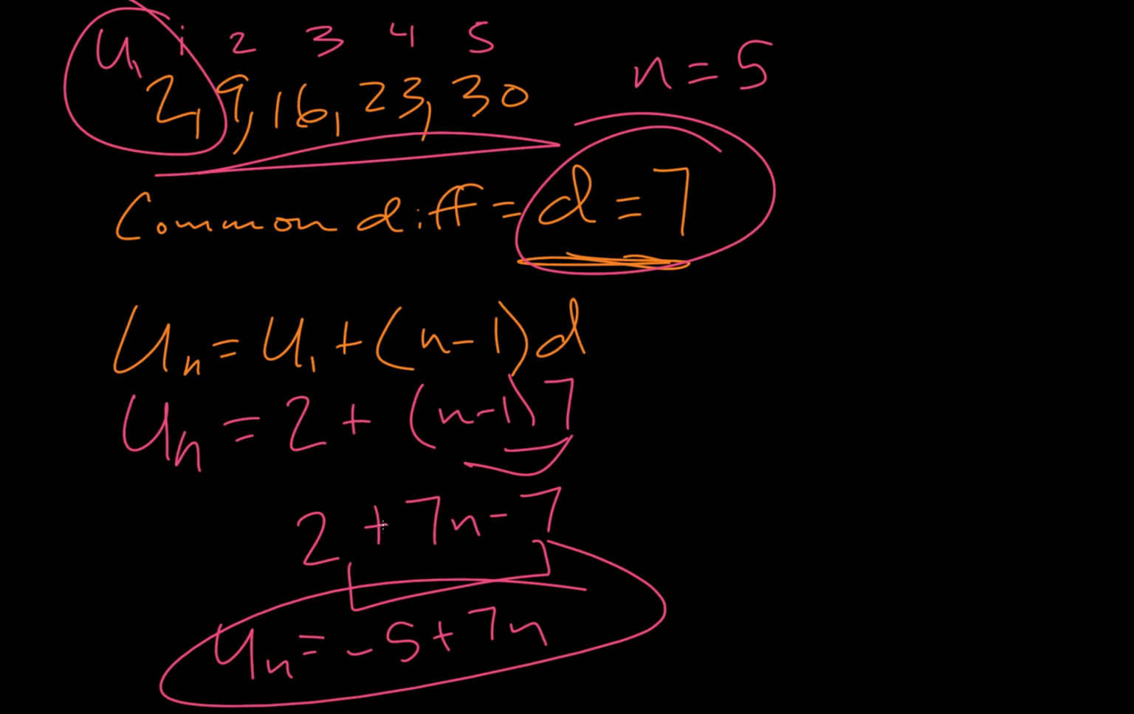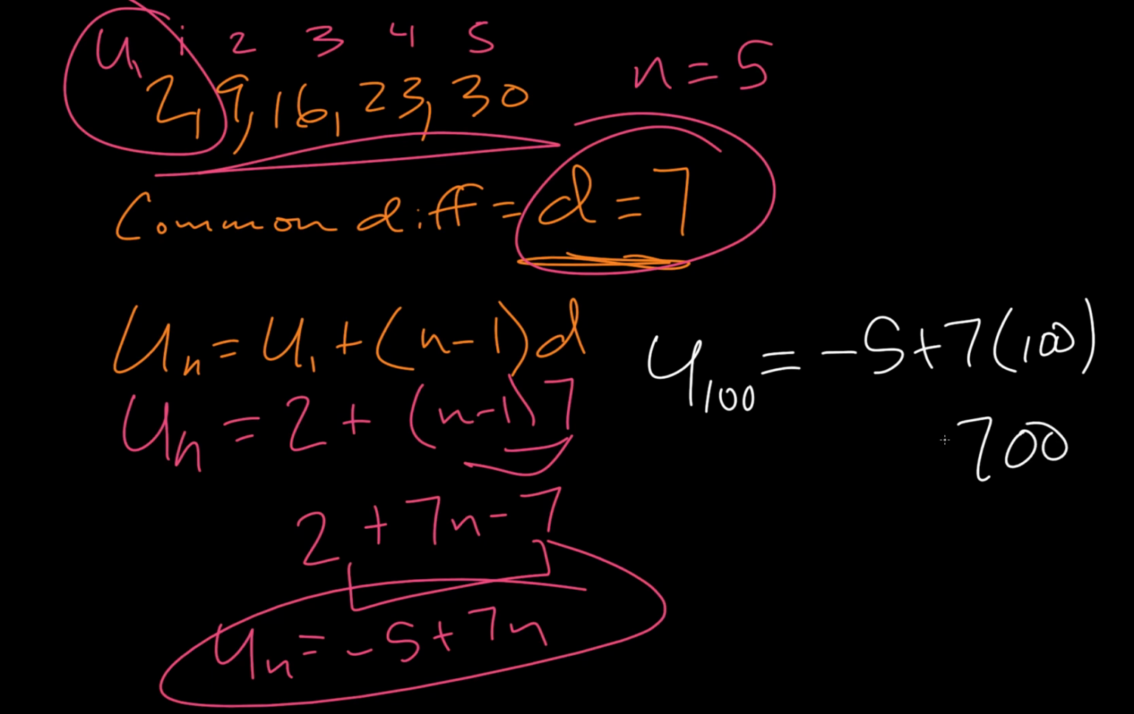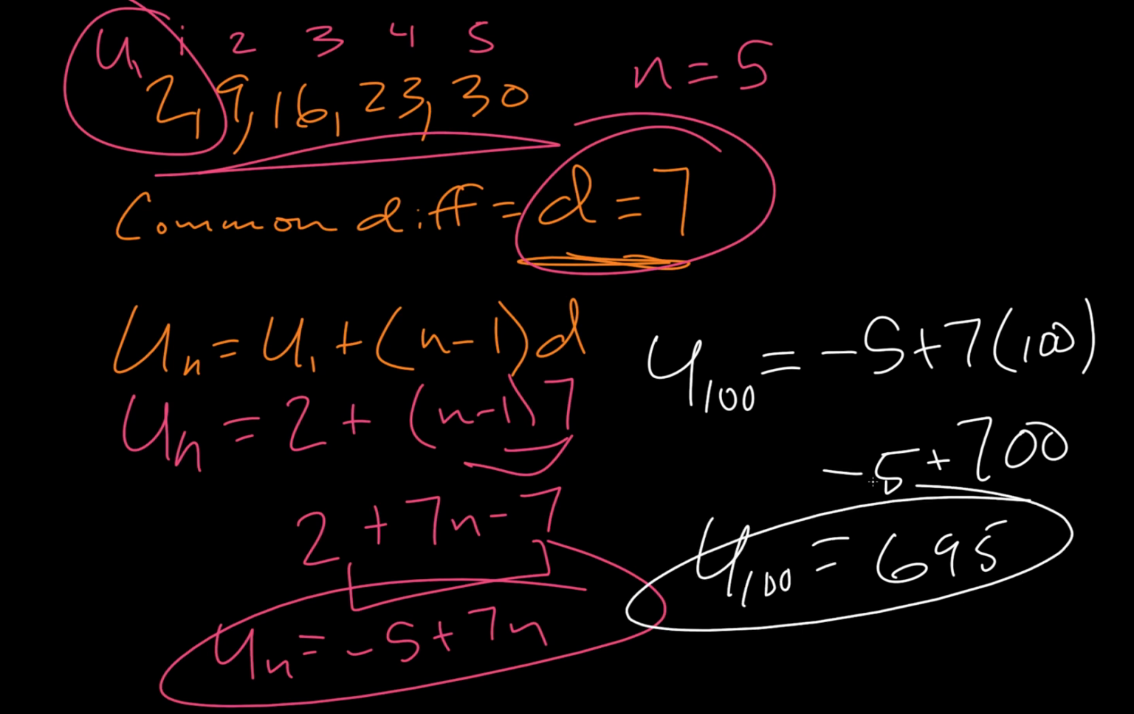Now part C says find the 100th term of the sequence. So once we have this formula, it's pretty easy to find U100, because that would be the 100th term. So we just take this, negative 5 plus 7 times 100. So 7 times 100 is 700. Then if we subtract 5 from that, we get 695. And so the 100th term is 695.